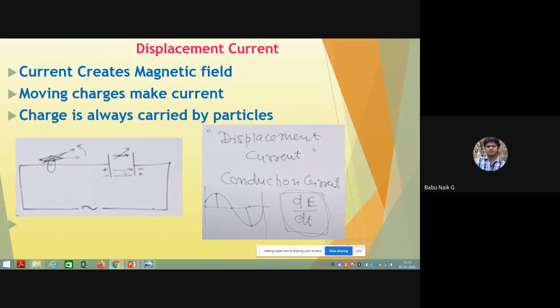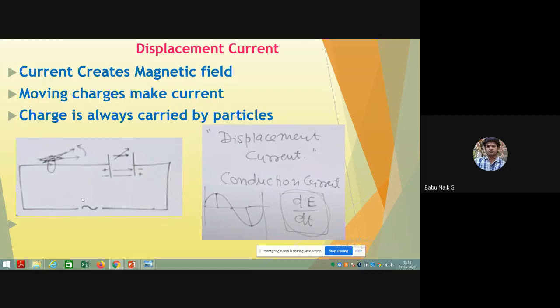So the current in between this we will call displacement current. Also, like displacement current, that is nothing but conduction current. This we can say is the definition of displacement current here. So this is the major definition that is going to happen here. The formula is going to be taken with respect to time.